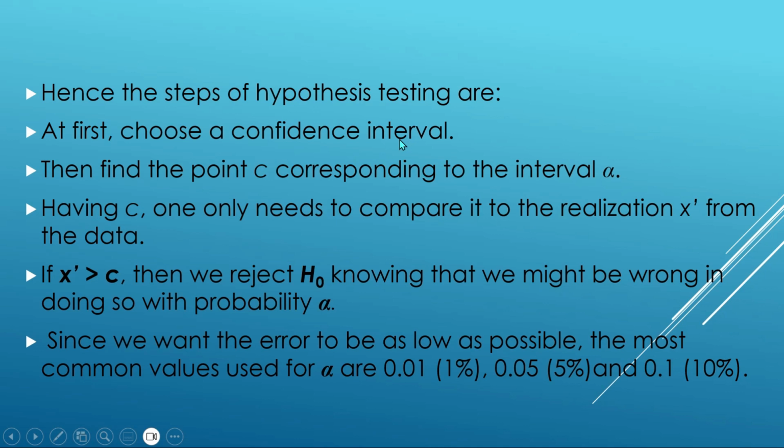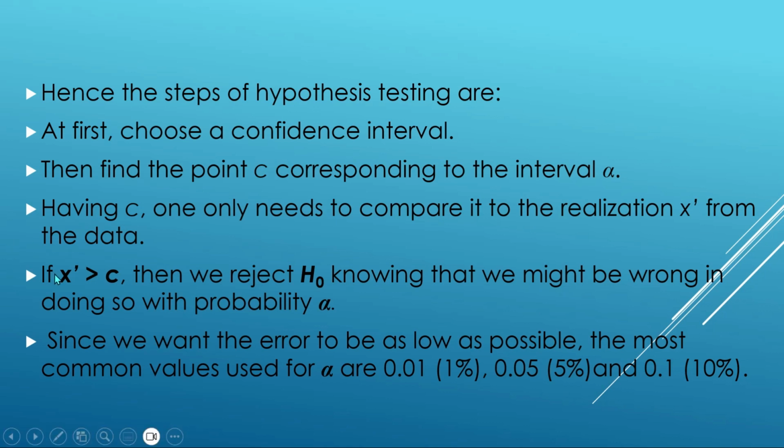Hence, the steps of hypothesis testing are: at first, choose a level of significance. This is the first step. Second step, find the point C corresponding to alpha, the type 1 error, where we have rejected a null hypothesis by mistake. And having C, one only needs to compare it to the realization x prime from the data.